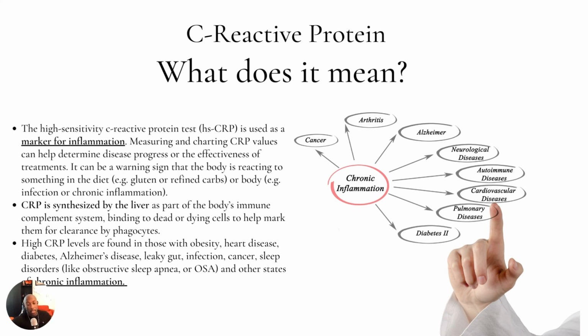So this is a compound that's synthesized in the liver, and it's part of the body's immune complement system, which binds to dead or dying cells to help mark them for clearance by phagocytes. So high CRP levels are typically found in individuals with obesity, secondary to the fact that they have excess fat, which can be inflammatory. It's also found in individuals that have heart disease, type 2 diabetes, Alzheimer's disease, leaky gut, infection, cancer, and even people that have sleep disorders like obstructive sleep apnea and other states that essentially are chronically inflamed, because all of these states are linked to chronic inflammation.